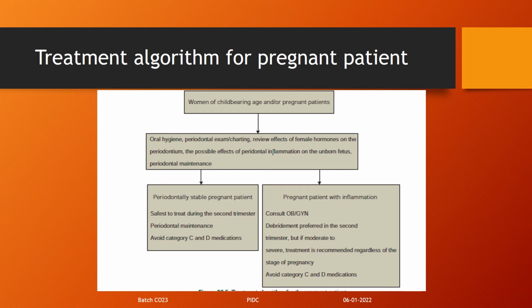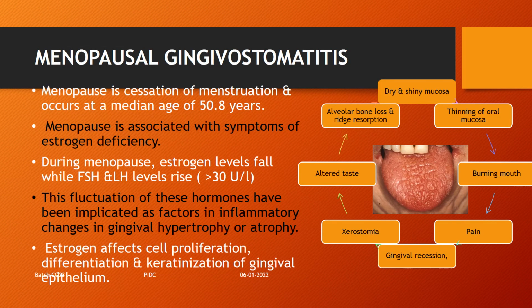C and D medications. Then coming to menopausal gingivostomatitis, that is, gingival changes associated with menopause. This is a condition with cessation of menstruation, occurring between 45 and 55 years of age, associated with symptoms of estrogen deficiency. During menopause, estrogen levels fall, while follicle-stimulating hormone and luteinizing hormone levels rise, greater than 30, and this fluctuation of hormones is mainly responsible for the inflammatory changes in gingival hypertrophy or atrophy.